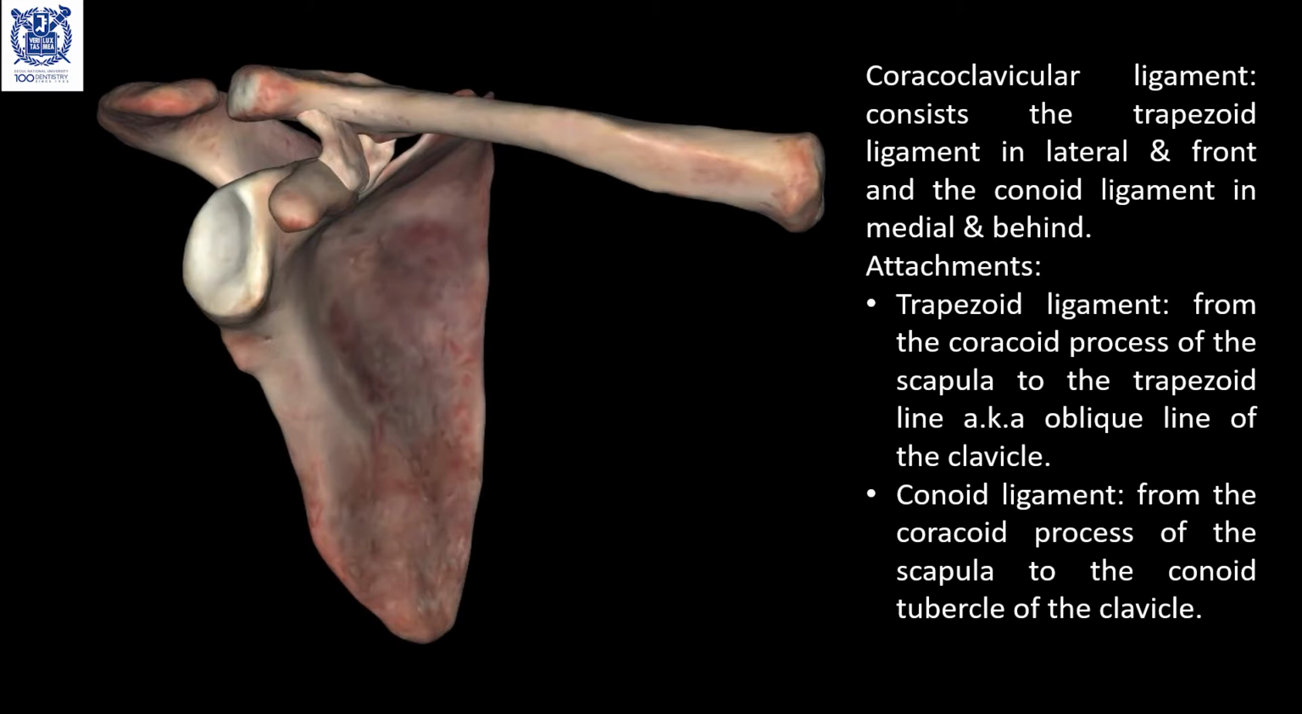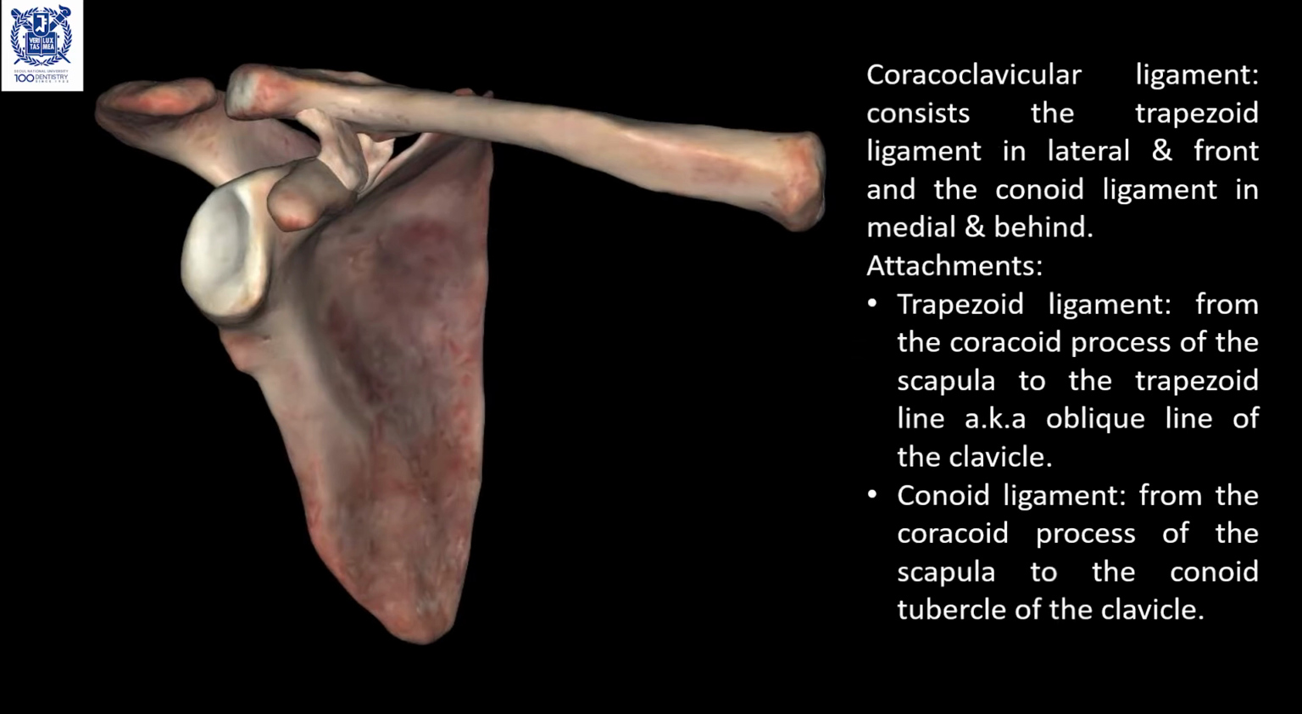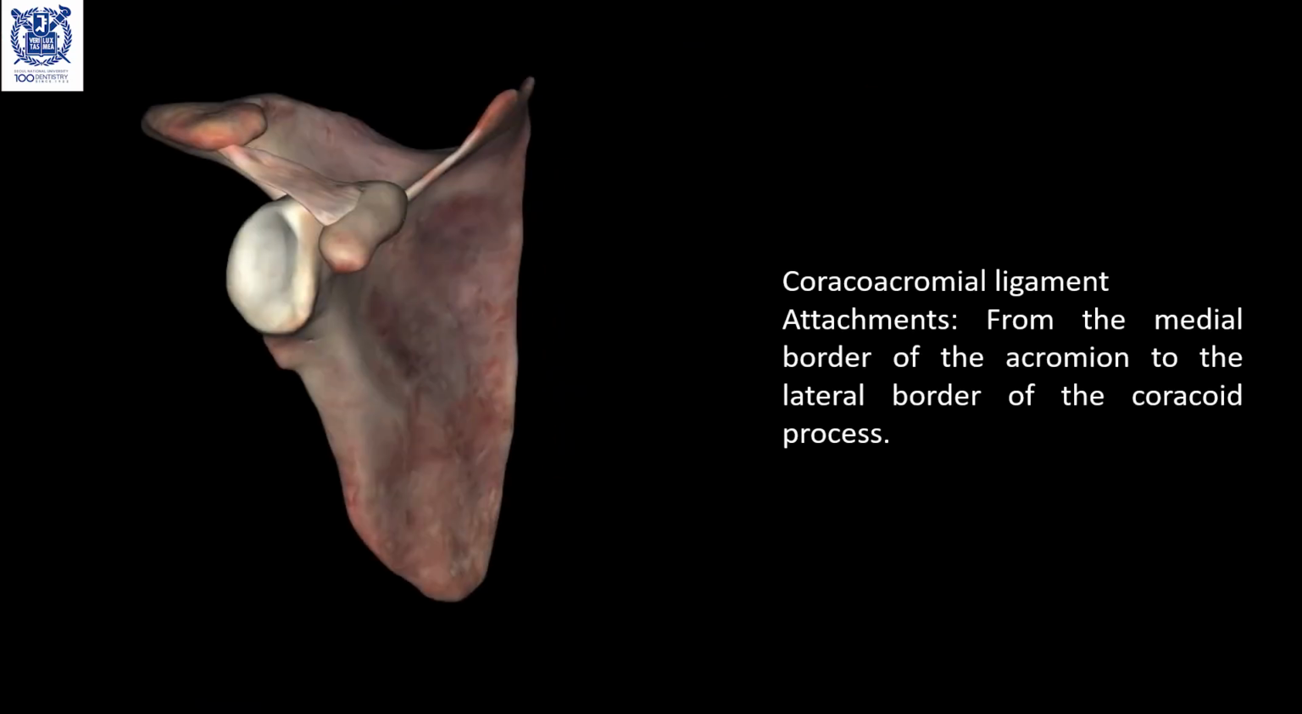The trapezoid ligament is attached from the coracoid process of the scapula to the trapezoid line, also known as oblique line of the clavicle. The conoid ligament is attached from the coracoid process of the scapula to the conoid tubercle of the clavicle. Coracoacromial ligament. It is attached from the medial border of the acromion to the lateral border of the coracoid process.